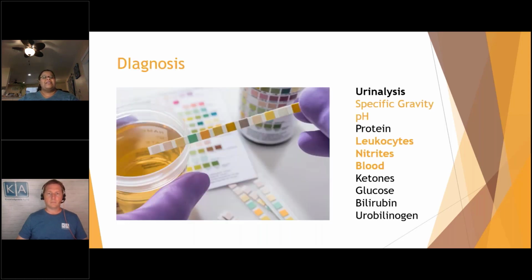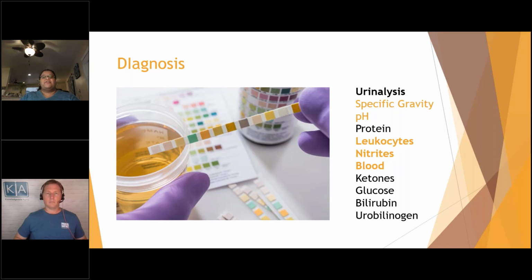Now, how do you diagnose a urinary tract infection? The most common way is a urinalysis. And this is a way that you just urinate in a cup, and they stick the little stick in the cup, and they can read. There's a machine you can put it in, or you can actually read it. There's like a guide where you can read it.